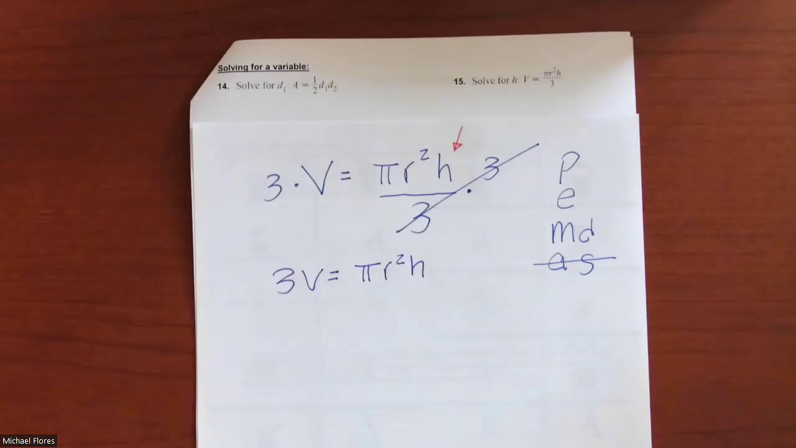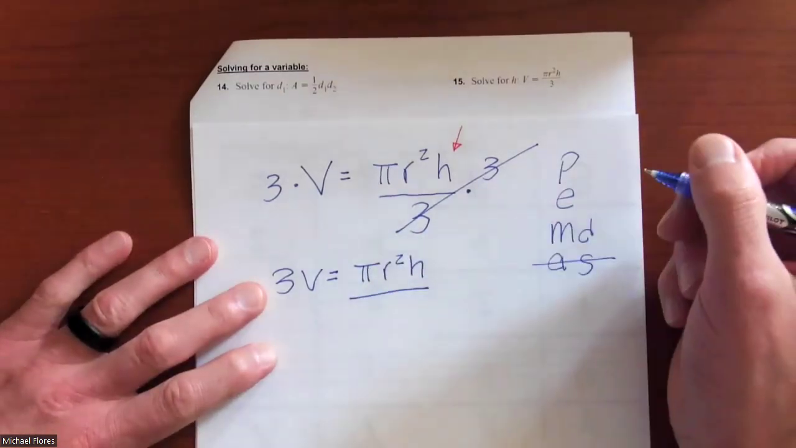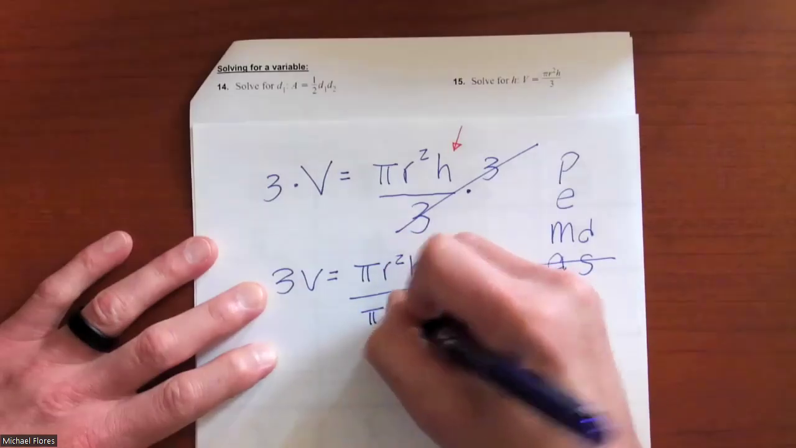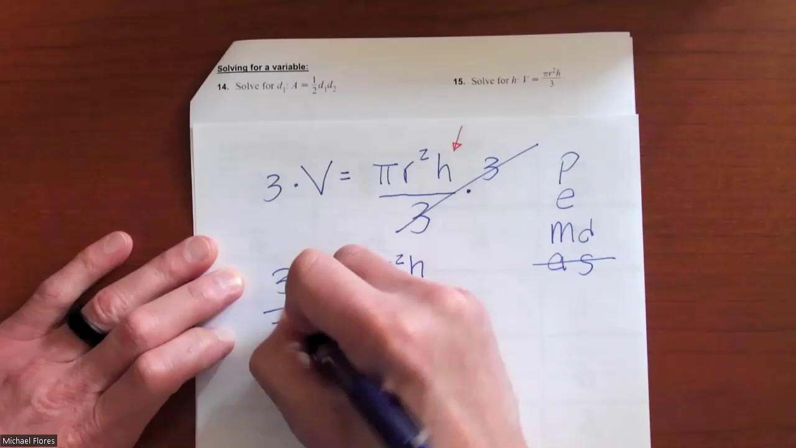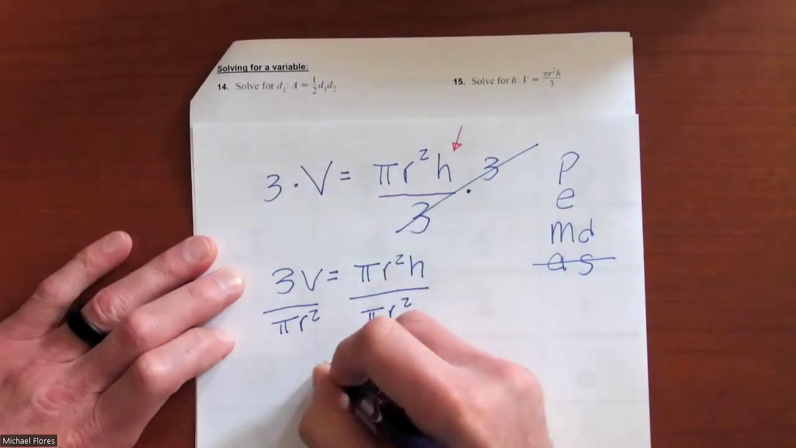Threes are gone. Okay, now we're left with 3 times v equals pi times r squared times h. Now we can divide something away. We're solving for h, right? Yes. Okay, so let's divide both sides by pi r squared. And it looks like we're done.